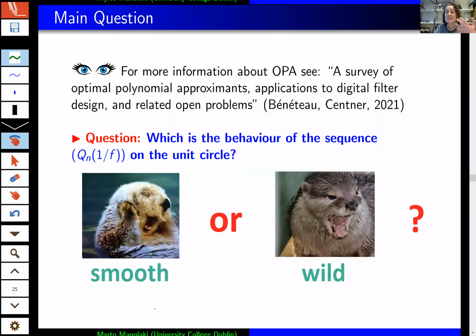So I would like to make a commercial break to tell you that Catherine Beneteau and Ray Center from the University of Florida recently posted on arXiv a survey about optimal polynomial approximants. And what I said before, that optimal approximants were introduced in recent years: in fact, they were introduced independently around, I think, the 1970s or 80s for digital filtering, in connection to digital filtering.